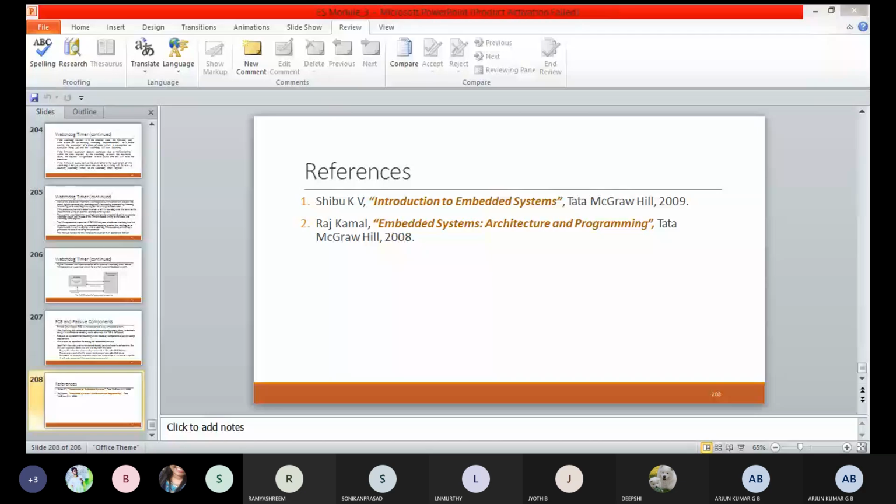What are these sensor and actuator components? LED, 7-segment display, optical coupler, relay, and buzzer. Again, there will be different types of buzzers.